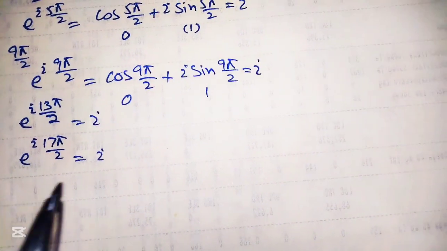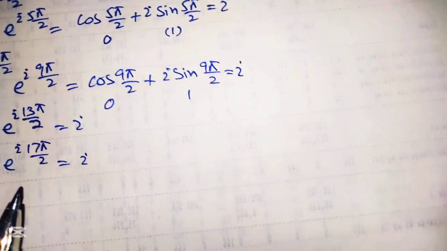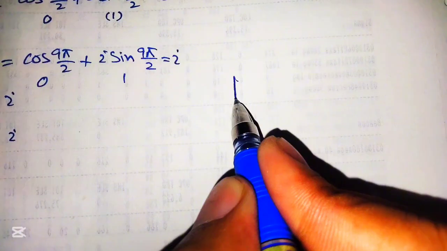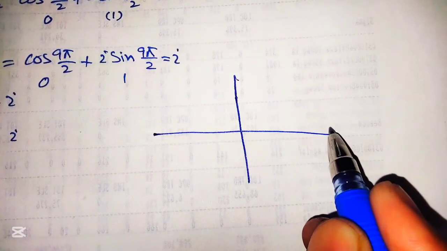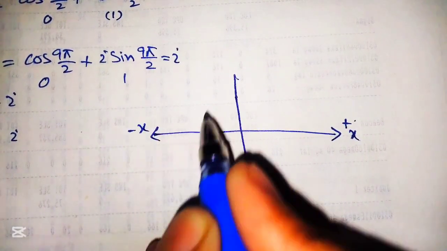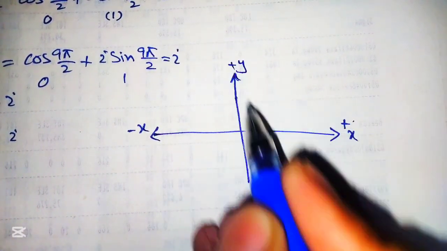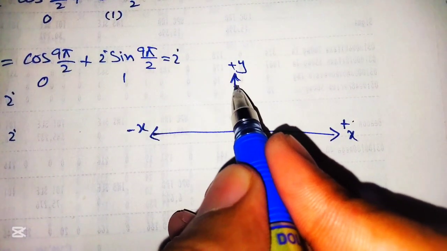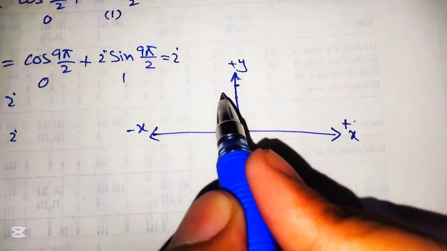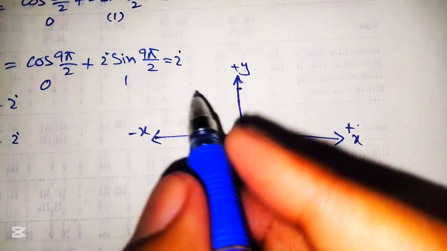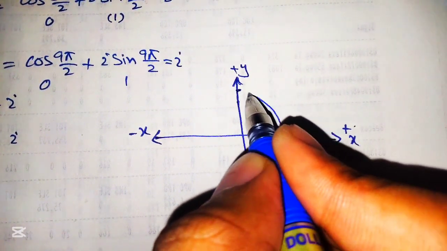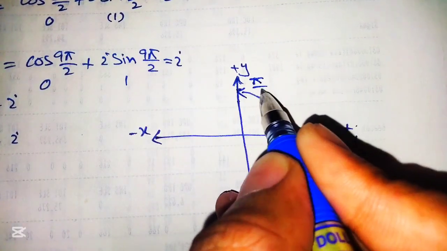For this, we will use the cycle of sine, which is given as follows. If we take coordinates, this is the positive x-axis and this is the negative x-axis. This is the positive y-axis and this is the negative y-axis. On the positive y-axis, the value of sine is 1 and the value of cos theta is always 0. So first, this angle is pi by 2.